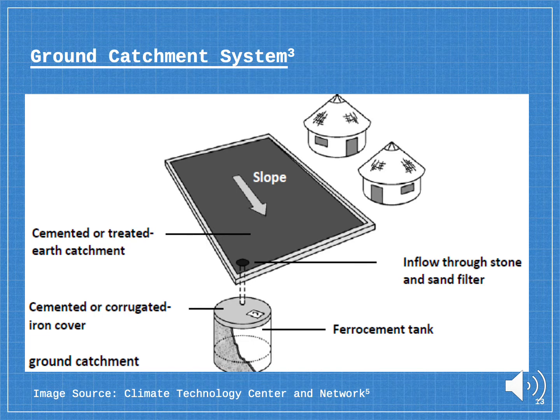The ground catchment system. This is just composed of a catchment surface on a piece of land, which directs rainwater into a tank as shown below. The tanks are usually underground.